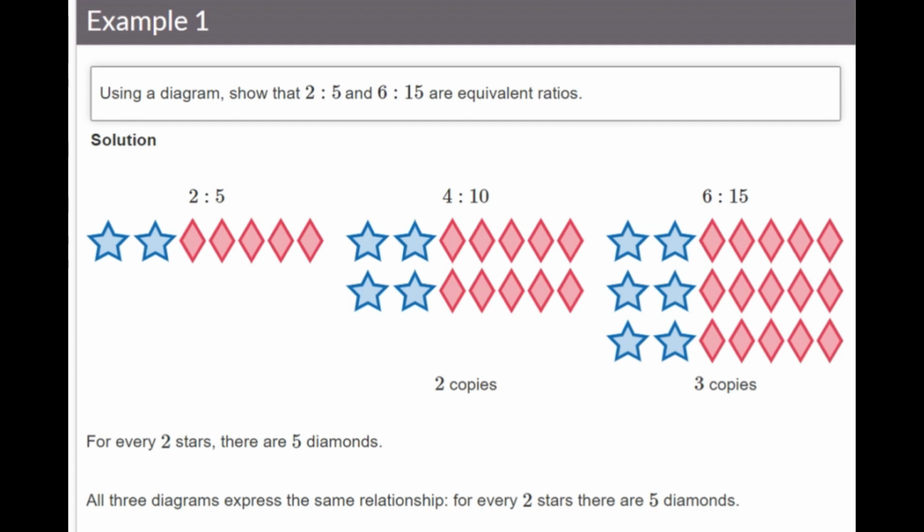These 3 diagrams all express the same relationship, that for every 2 stars, there are 5 diamonds, thus showing that 2-5, 4-10, and 6-15 are all equivalent ratios. So not only have we shown that 2-5 and 6-15 are equivalent ratios like the question asked us to do, we have also shown that both are equivalent to the ratio 4-10. As an exercise, see what other equivalent ratios you can find.